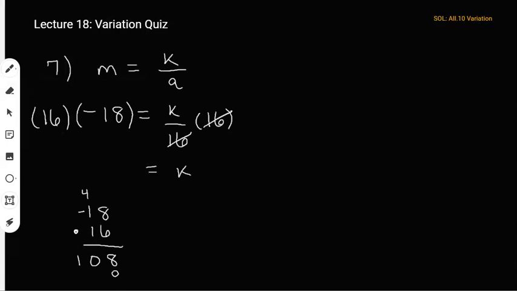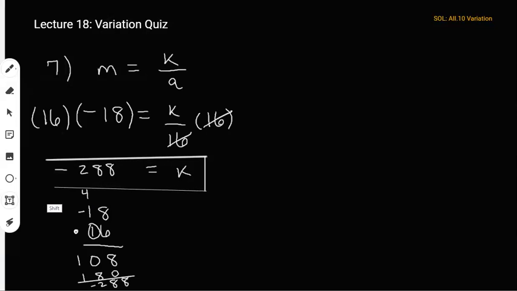Now I'm going to take this 1 right here. I'm going to multiply it by 8 to get 8. And I'm going to multiply it by the 1 to get 1. So then when I add up these two numbers, I'm going to get 288. And it's going to be a negative. So now I know what k is going to be. It's going to be a negative 288.